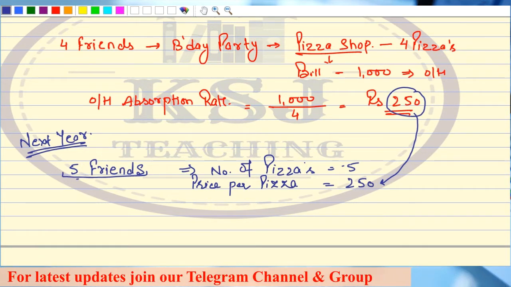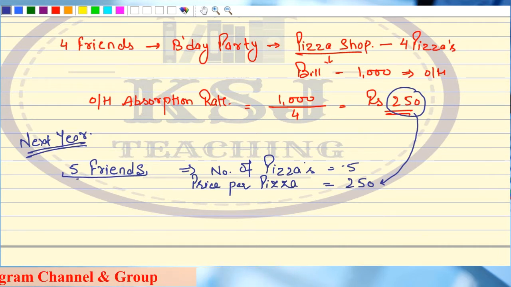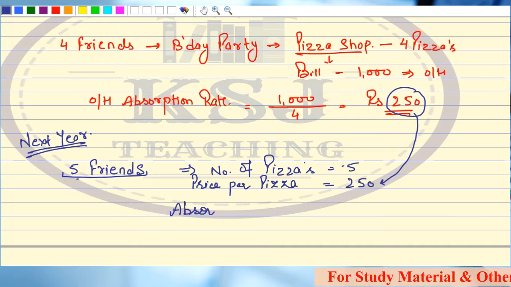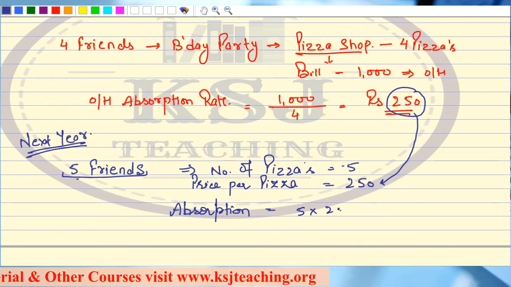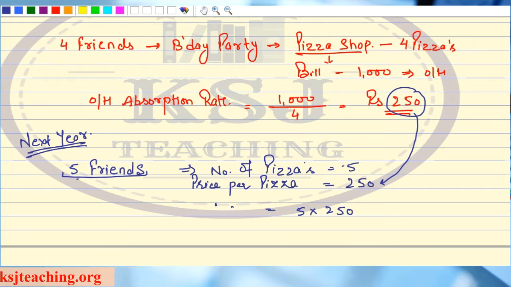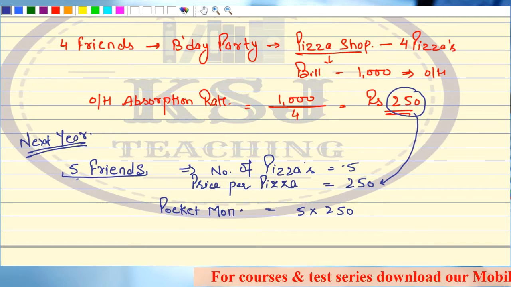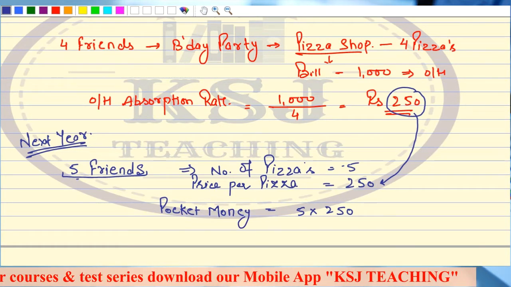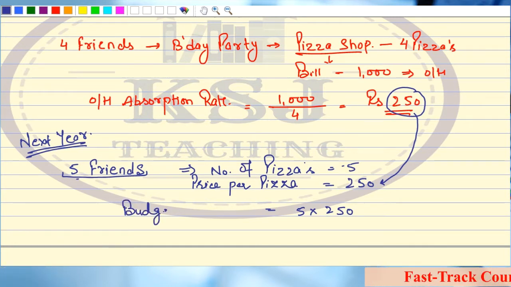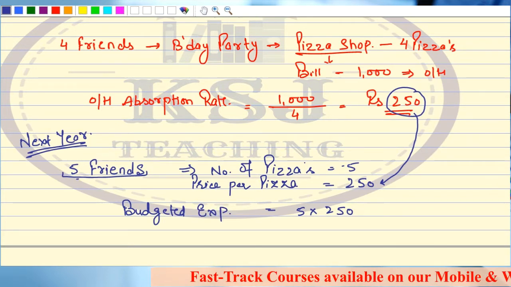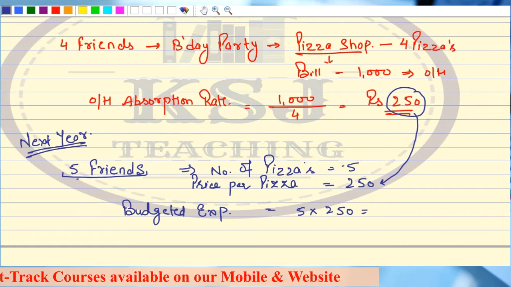But this time the number of pizzas will be 5. So you will take the pocket money. How much money will you take? Total absorption. How much? 5 pizzas into 250 rupees. Wait, you will not be able to understand the word absorption, so I'll say pocket money. We'll say budgeted expenditure, right? 5 into 250 rupees. How much, sir? 5 multiplied by 250, 1250.